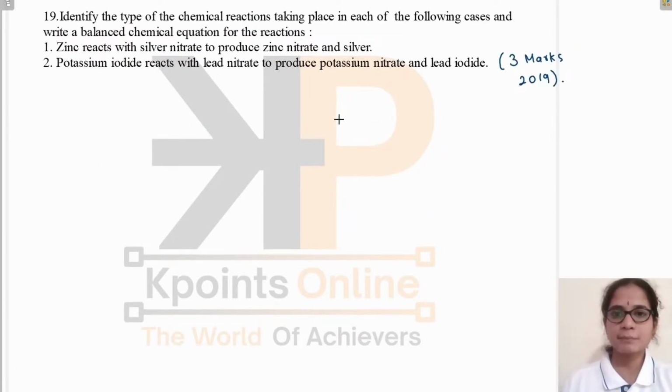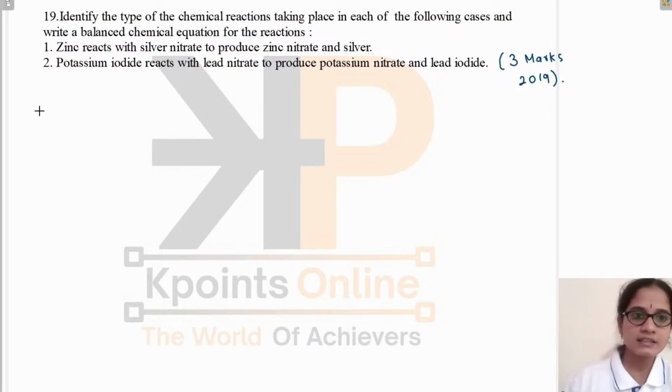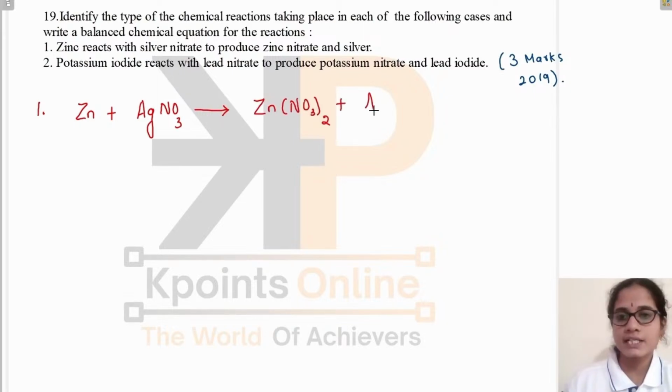Write the chemical reactions taking place in each of the following cases, and write a balanced chemical equation for the reactions. We have to write the balanced chemical equation and also mention the type of chemical reaction. Okay, first let us see the first question in this part: zinc reacts with silver nitrate to produce zinc nitrate and silver. Okay, let us write it. Zinc reacts with silver nitrate, that is AgNO3, to form zinc nitrate and silver.